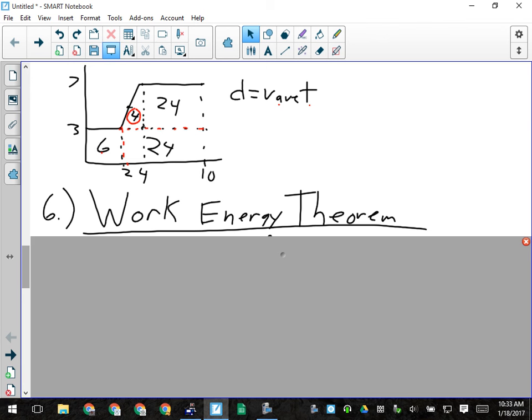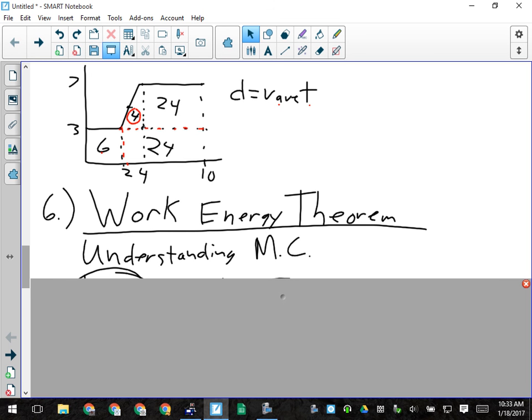Okay, remember that the work energy theorem states that work is a change in mechanical energy. Right? That's what work is. So if there's a multiple choice question about work, remember, that's the definition of work, a change in mechanical energy. All right. The other formula we used to calculate that was force times distance.